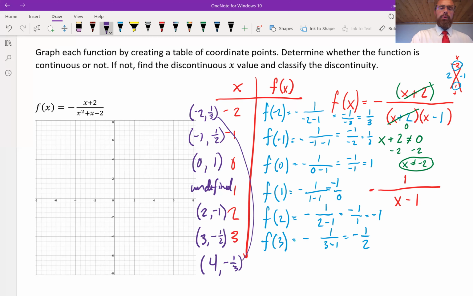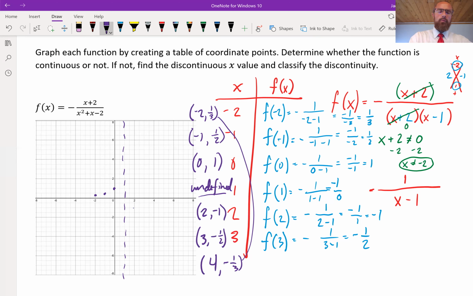So I'm going to graph those points. -2, 1/3 is roughly there. Let me not make that point too large. -1 is at half. 0, again, we said was at 1. And then we believe that there is a vertical asymptote here at the x value of +1. And again, I see that because it's undefined at that point. I'm trying to divide by 0.